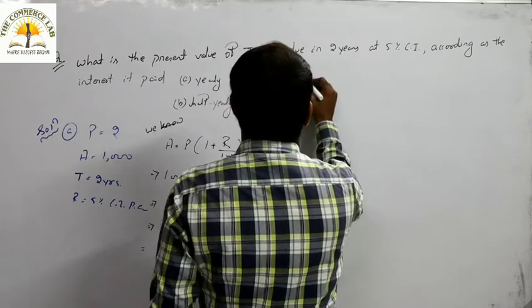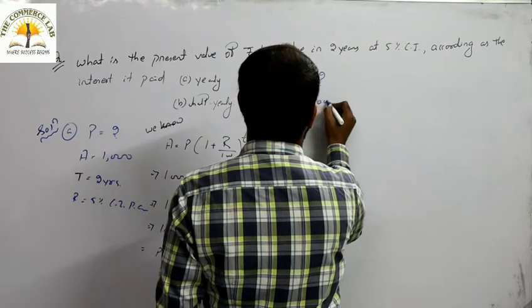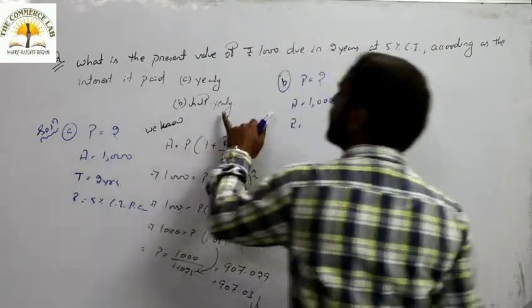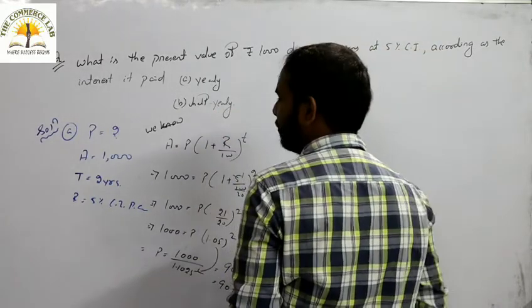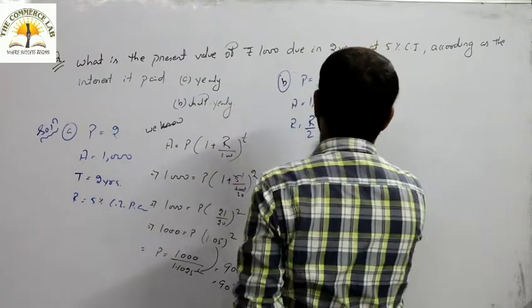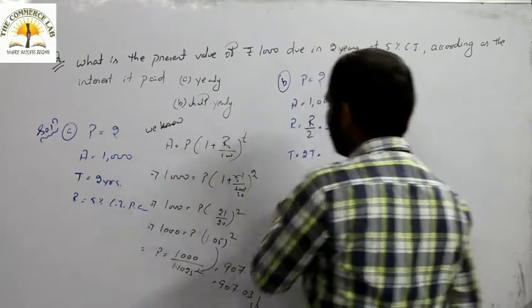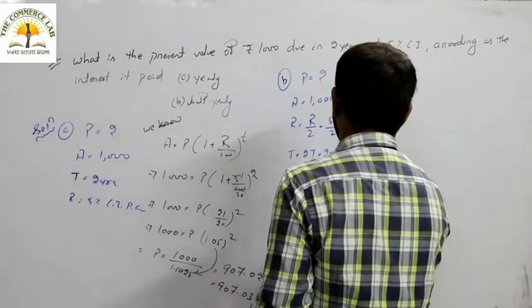Here we have to calculate P again. A equal to 1000. R: though it is calculated half yearly, R becomes R by 2. So R by 2, R is your 5%, so 5 by 2. Then T becomes 2T. So 2 into 2, 4.